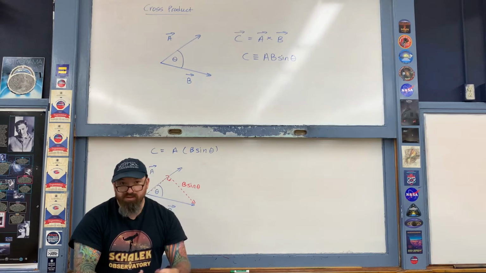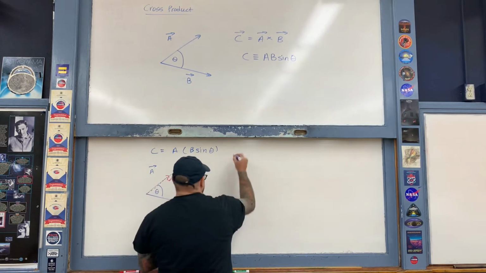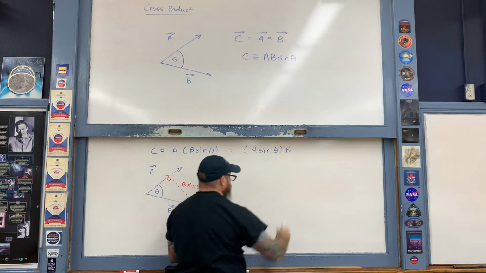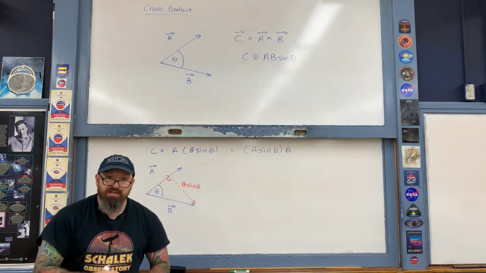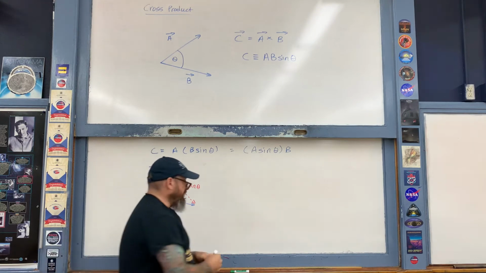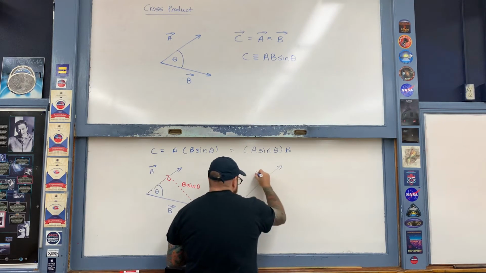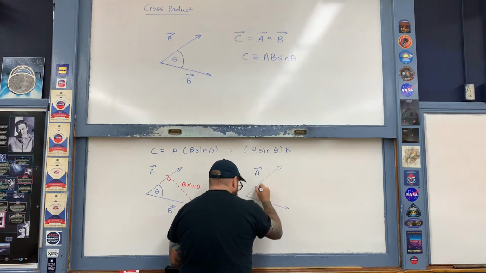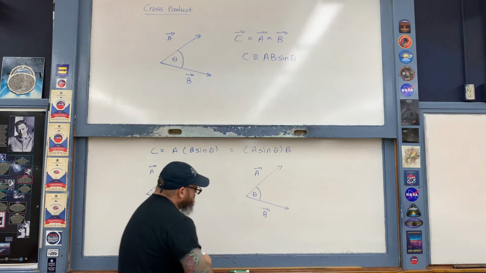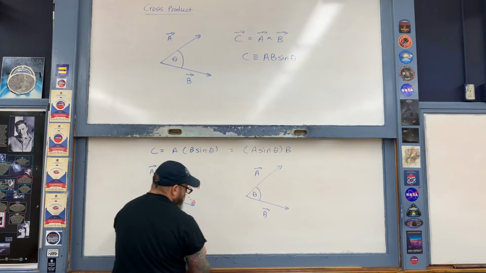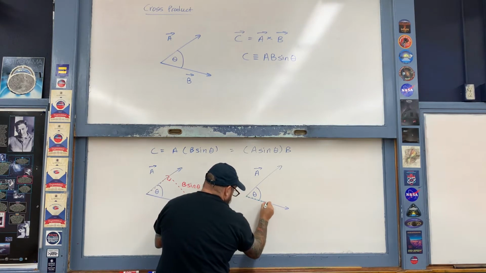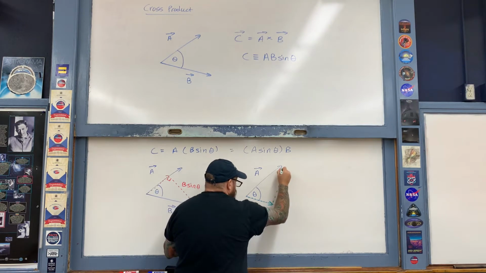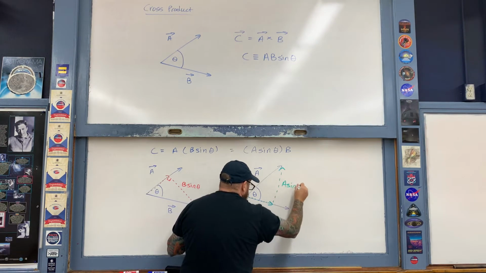Or alternatively, you can think of it like this. You can think of it as A sine theta multiplied by B. If you do, in this case, what we'll do is take the vector A and break that into components instead. Okay, so here's A, here's B, here's the angle theta, and now we'll take the vector A and break that into components. So I'll use a different color. Okay, right here is the parallel component. This would be A cosine theta. And then right here is the perpendicular component. This right here is A sine theta.